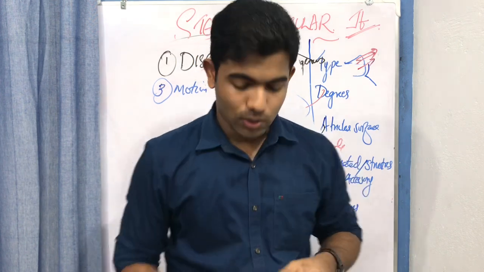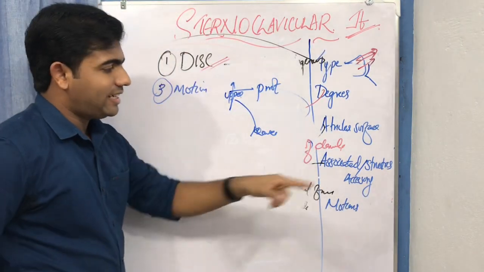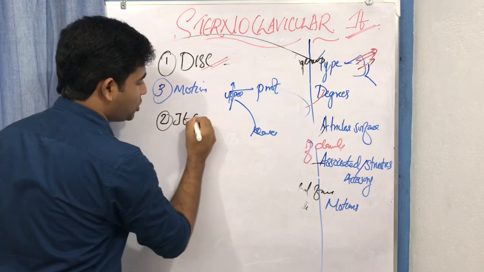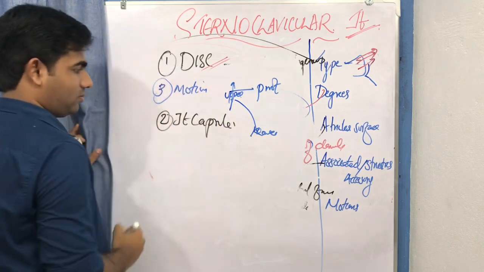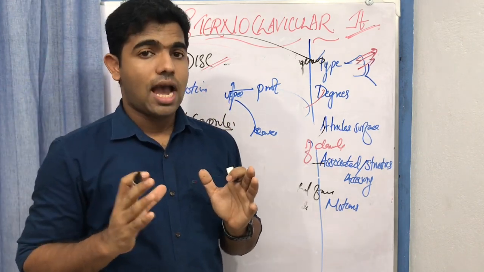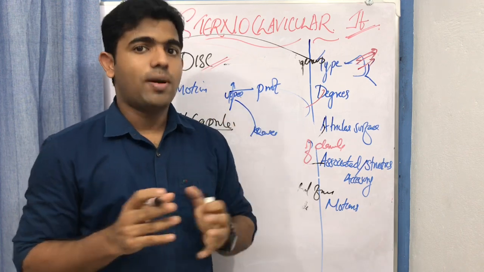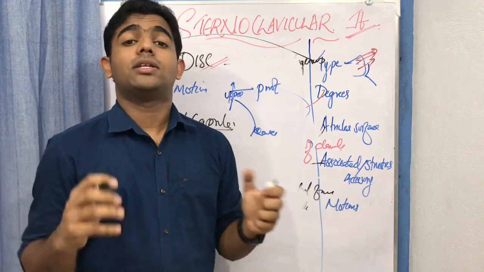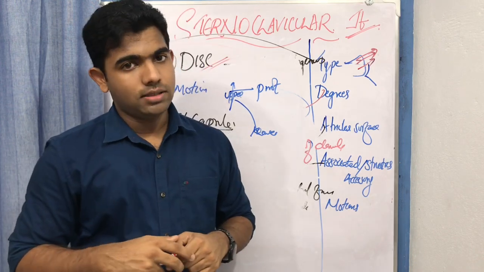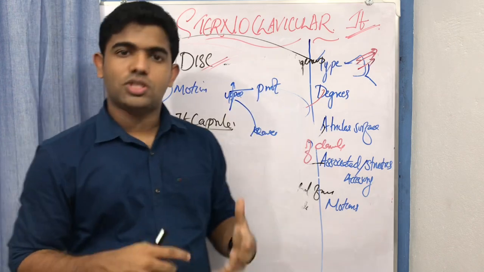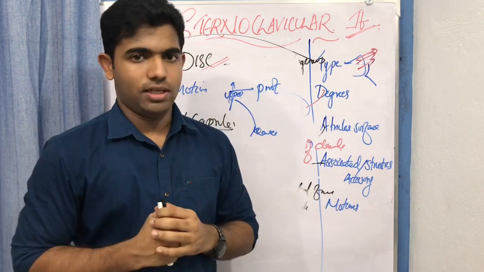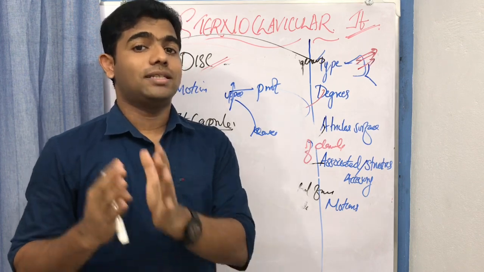Now let us study the next associated structures, which include the joint capsule. The joint capsule of the sternoclavicular joint is a fibrous capsule, and it is strong, but it is not the structure providing the greater amount of stability. Of course, it is reinforced by the ligaments, and the disc is attached to the joint capsule. But it is not the complete structure providing the stability. The stability is in fact provided by the ligaments.